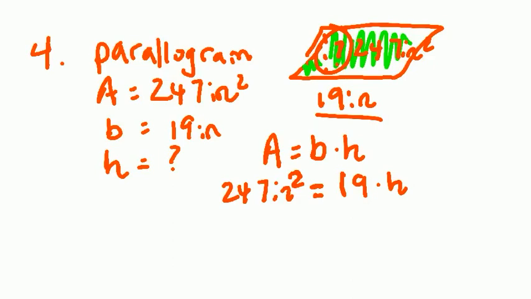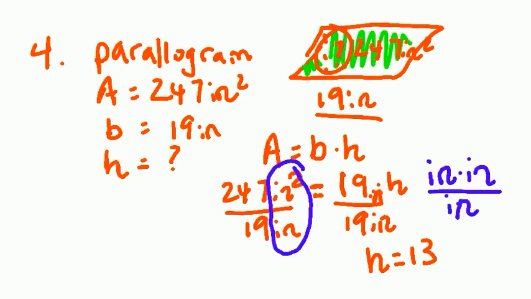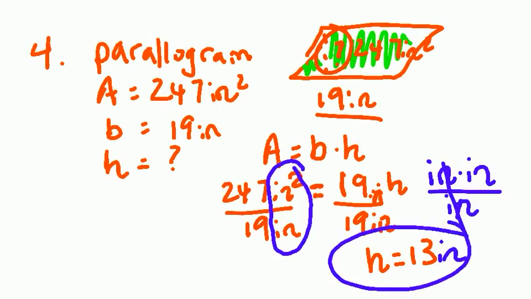Since I am multiplying by 19, I am going to do my inverse operation. So I'm going to divide that side by 19 inches. But since this is an equation, I have to also divide the other side by 19 inches. So I know 247 divided by 19 is equal to 13. Now that leaves me with the squared inch and the inch, so I am going to divide that. And I know an inch divided by an inch is equal to a whole, and that leaves me with 13 inches, which is the height. Congratulations, you did it.